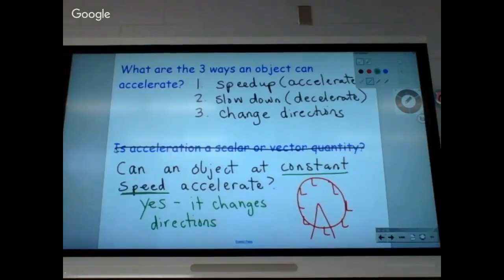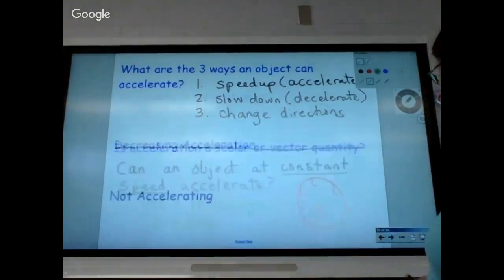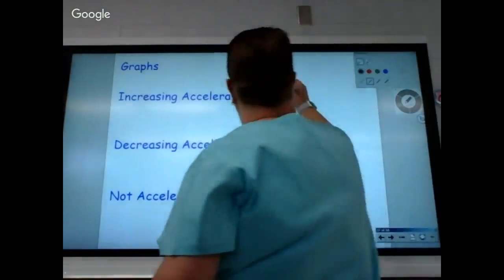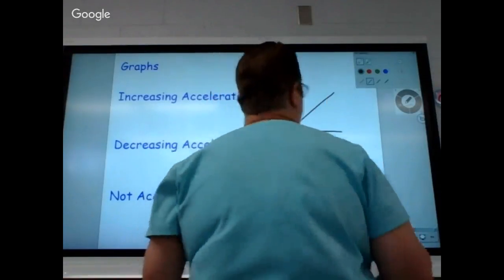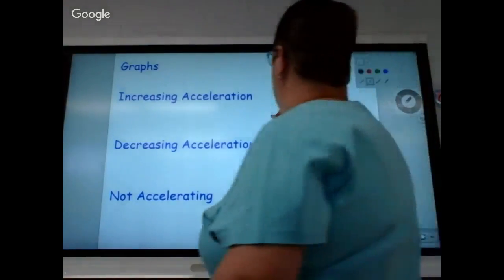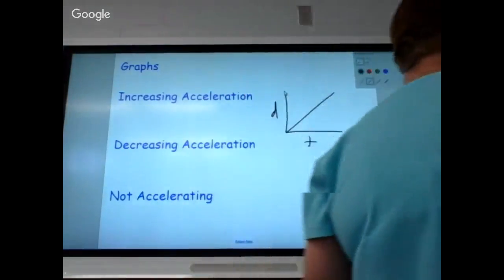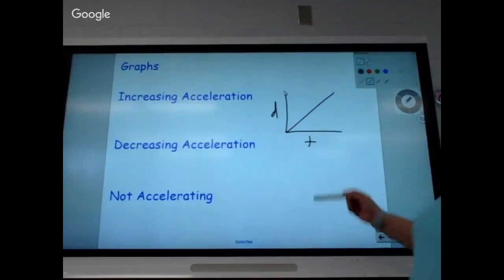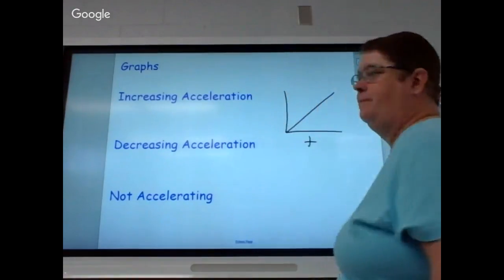Now, let's talk graphs. Okay? How would an increasing acceleration graph look? Now, we can draw a diagonal. No problem with a diagonal. Now again, diagonal means nothing unless we label the axes. So what do the X and Y axes have to be? Distance and time, all right? If I label distance and time, what would this graph be? Constant velocity or constant speed. So that can't be increasing acceleration because that's constant speed or constant velocity. So what do I need to make that? Make it a V.